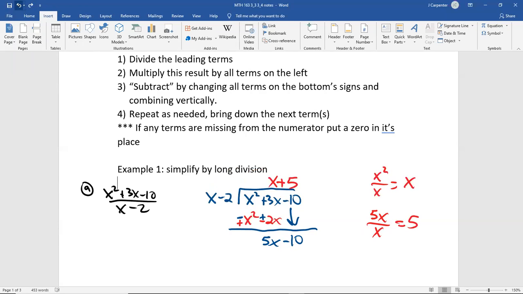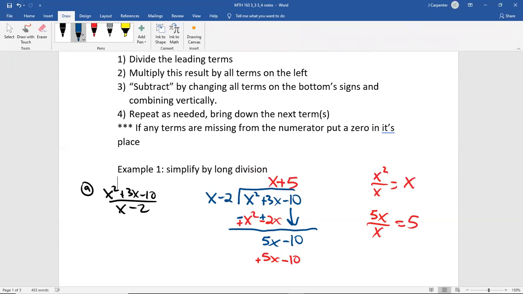So the 5 times the x is a 5x, but I know I need to write this plus because it's going to change, and this 5 times this negative 2 is a negative 10. Then we change the signs of what we just got. The positive 5x becomes negative, the negative 10 becomes positive. You're going to notice a coincidence in my problems that I do a lot of plus minuses becoming minus pluses. That's mere coincidence. They could all be pluses turning to minuses. They can all be minuses turning to pluses.